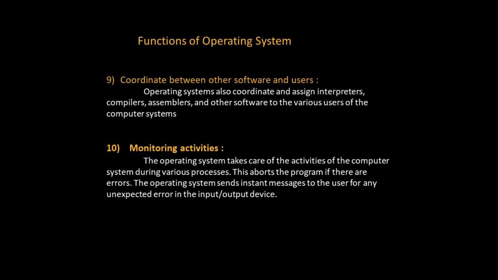And the next, monitoring activities. Another function of the operating system is monitoring activities. The operating system takes care of the activities of the computer system during various processes. This aborts the program if there are errors. The operating system sends instant messages to the user for any unexpected error in the input or output device.